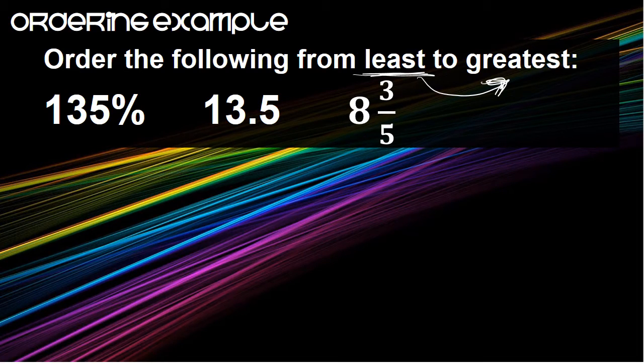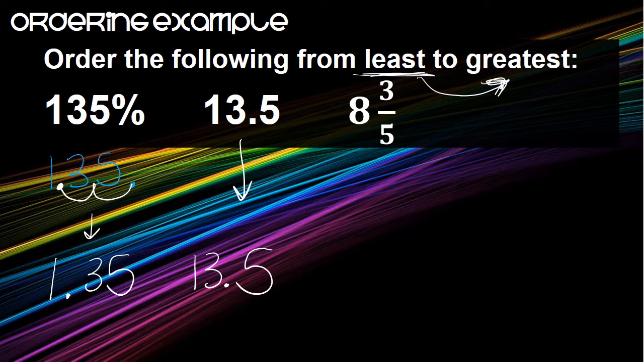What I'm going to choose to do is to convert all these into decimals. So 135% as a decimal, what I do is I have my decimal point at the end, and I'm going to move it 2 place values to the left, write my new decimal point, and so 135% as a decimal is 1 35/100. The good news is 13 5/10 is already a decimal, so I'm just going to rewrite that one. And 8 3/5.